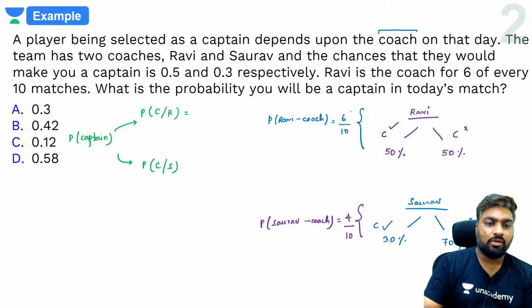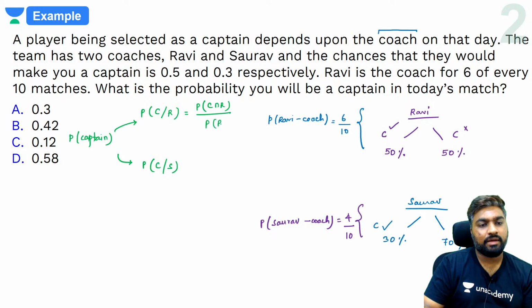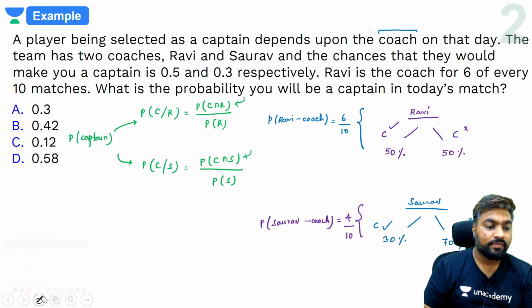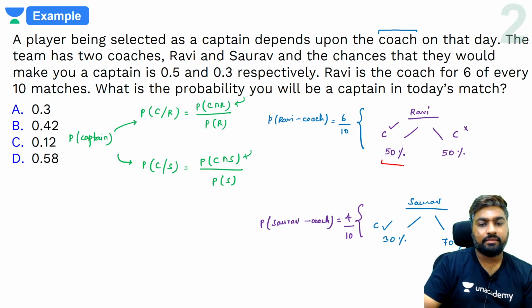इस कंडीशनल में क्या हो जाता है? Because we already know that Ravi is the coach, right? Do we know the probability? इसका फॉर्मूला क्या होगा? Probability of me becoming a captain and Ravi becoming a coach by probability of Ravi becoming a coach. Yes. And इसका क्या होगा? Probability of me becoming a captain and Saurav becoming a coach by probability of Saurav becoming a coach. Yes. ये ऐसे करना चाहिए हमें, but क्योंकि हमें ये नहीं पता, what do we know? We know the probability of me becoming captain.